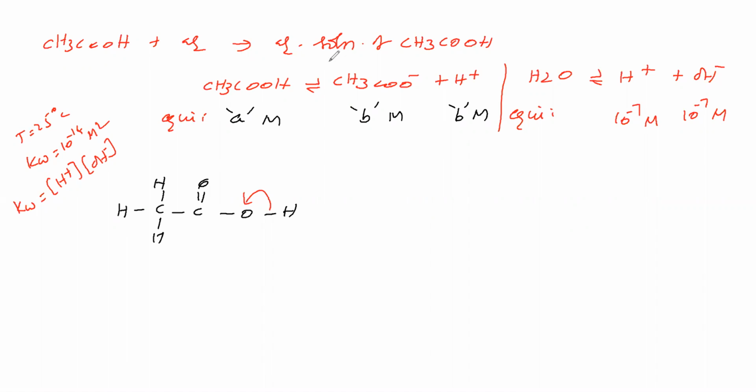Here for this solution, an equilibrium like this is possible. For this solution, why do we say Kw equals 10 power minus 14? Is it correct or wrong? We will see the characteristics of equilibrium constant, what factors it depends on. Equilibrium constant depends on temperature. We kept the temperature the same, 25 degrees Celsius.